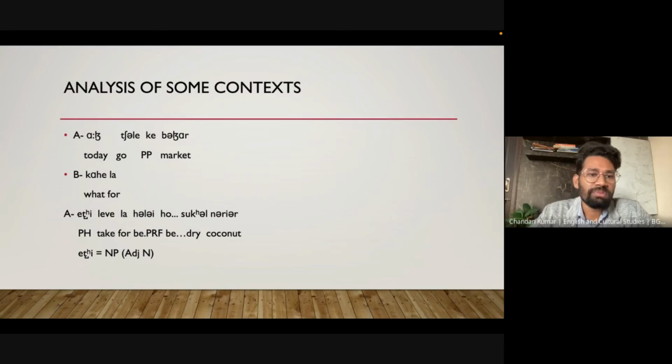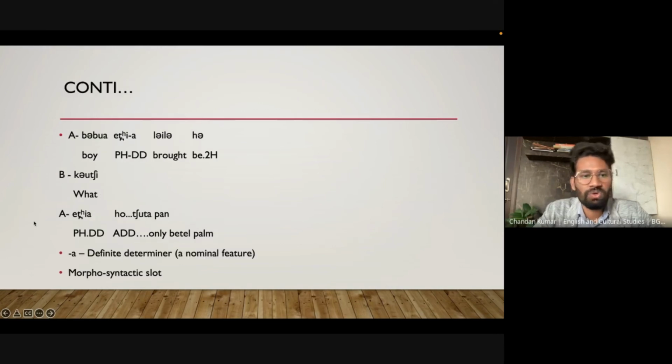So take this example. "Aaj chale ke bazaar", the first person is saying "aaj chale ke bazaar", this is a question. The second is saying "kahala", what for? Then the answer is "ethi lavelaho, sukhal nadiya". "Ethi lavelaho" means I have to bring something. It can be translated as "something", and that something is dry coconut. So this is a placeholder which is coming here and taking the place of the coconut.